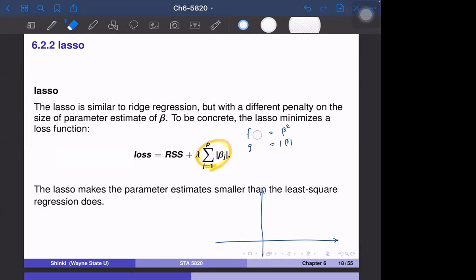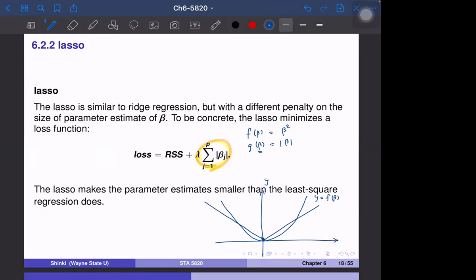If beta is very large, the penalty is very large for f. The value is very large for f. F of beta is this shape, so this is y equal to f of beta, and g of beta is this. So the penalty isn't really large for g when beta is very large, but when beta is small, the penalty is much larger than for f. That means that for lasso regression, if the estimated beta is small, then the lasso shrinks it to 0.